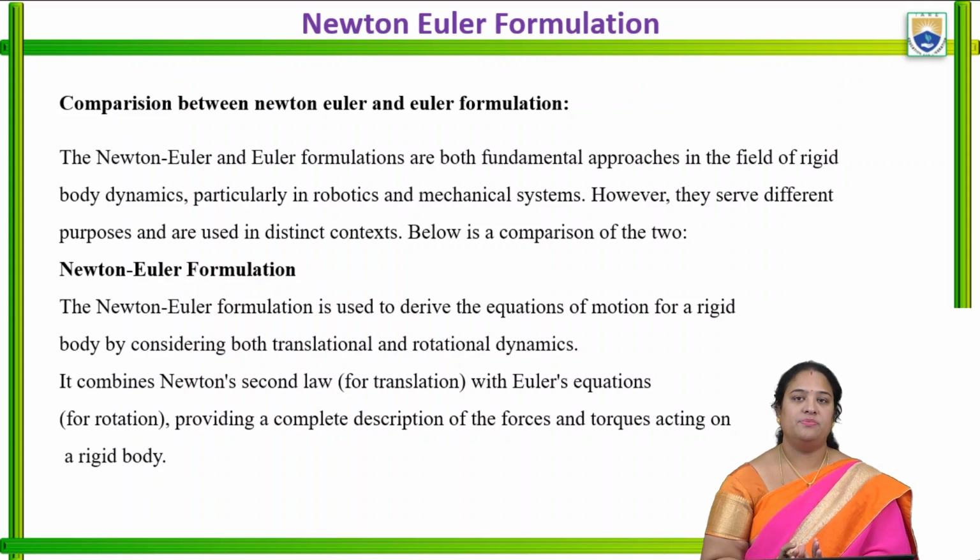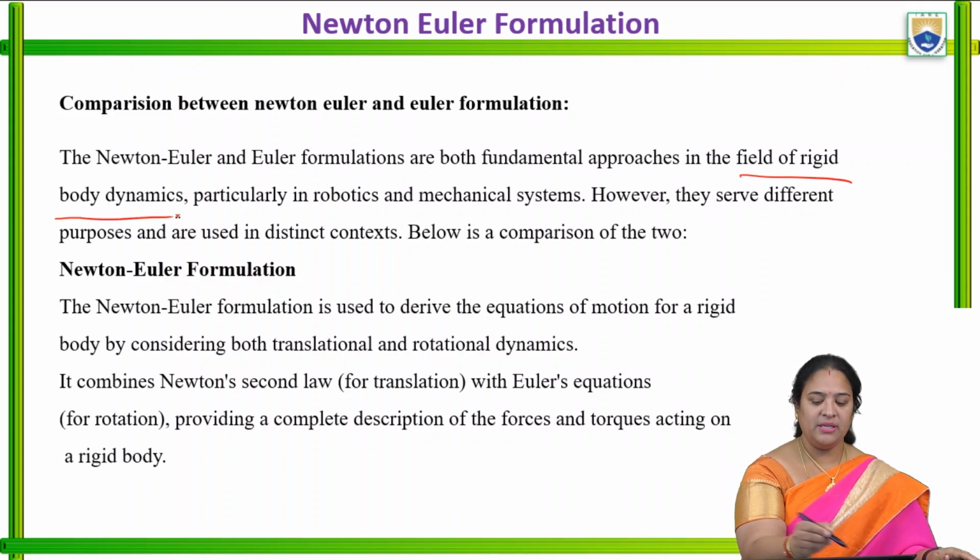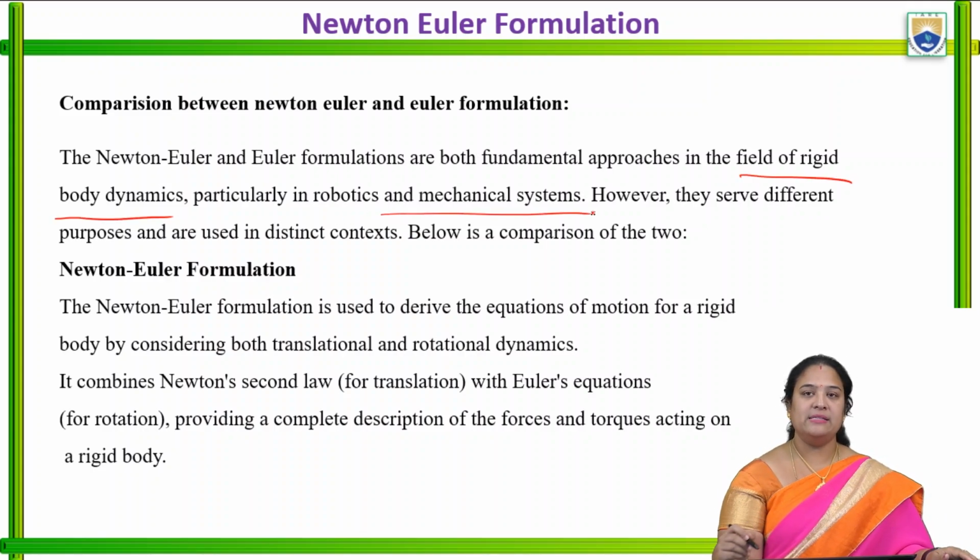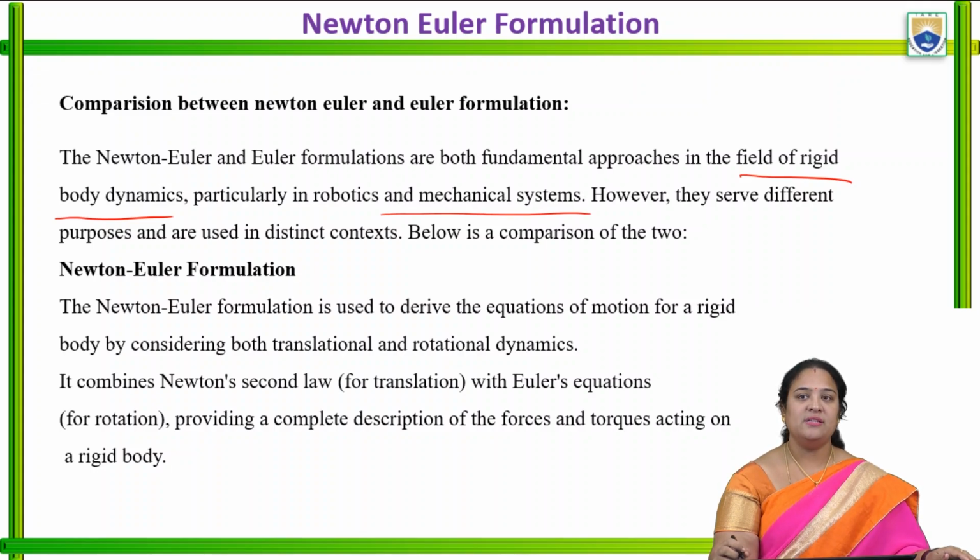How do we compare this particular Euler and the Newton-Euler formulation? How can we compare these two formulations? Generally, when we come across these types of formulations, both are fundamental approaches in the field of rigid body dynamics or in the field of mechanical systems, and they play a very vital role, as they serve different purposes with distinct contexts. Right?